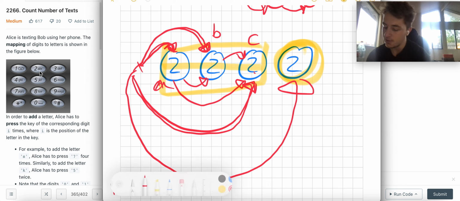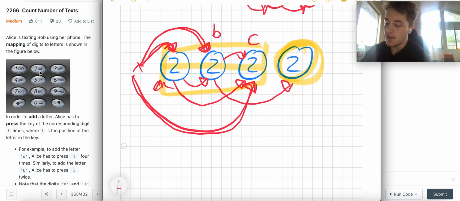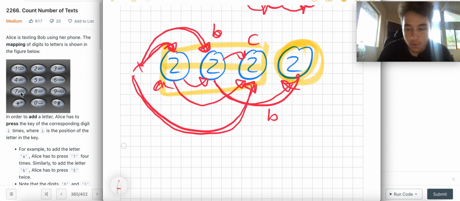Now, what could have happened here is it's still the same situation where maybe I typed a B here, and then I skipped 2 to type another B. So the maximum backwards I can look at is 3 for 2. Now for 7 and 9, they're unique because they could be 4 things. I can't hit the letter 7 4 times to get to S. I can't hit 9 4 times to get to Z.